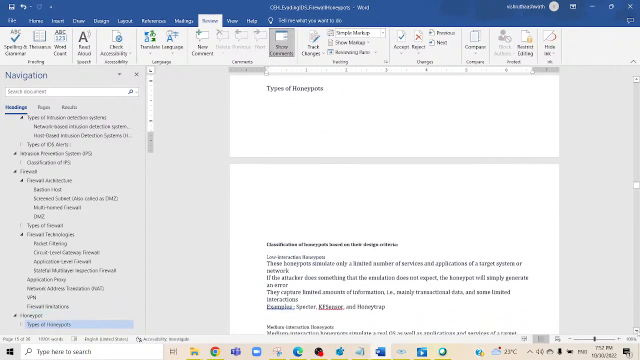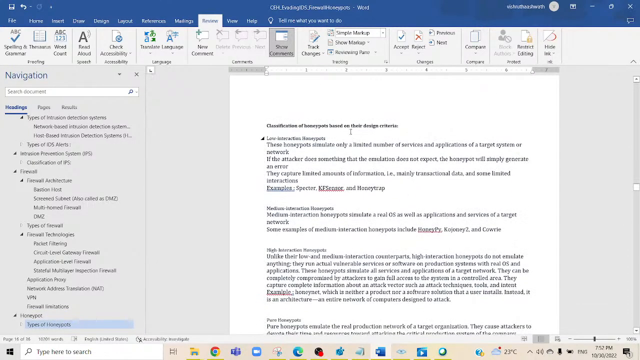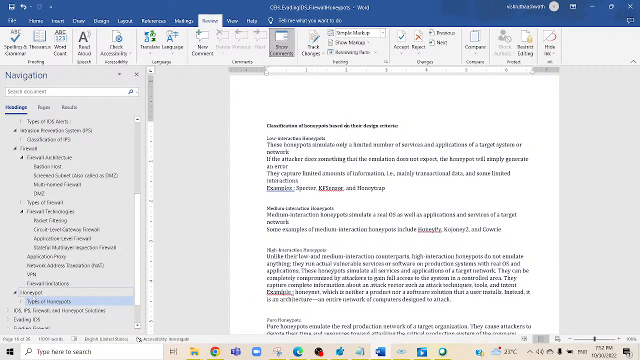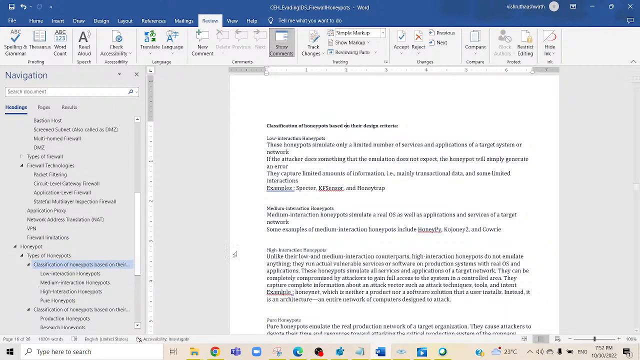Types of honeypots. Classification of honeypots based on design criteria: low interaction honeypot, medium interaction honeypot, high interaction honeypot, and pure honeypot.